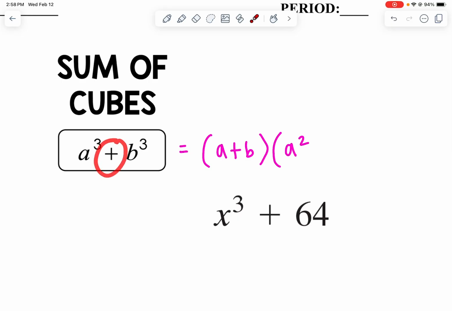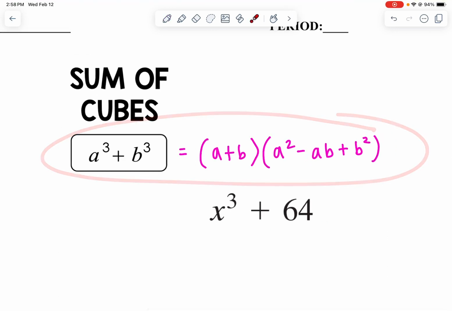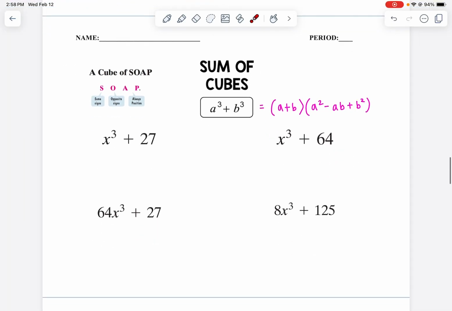Notice here we kept the same sign. The next step is to take the opposite sign, so minus. We're going to multiply a and b together, so ab, and the last term in this is always going to be positive, so plus whatever b is, and we're going to square that, and we'll close the parentheses. So we're going to be using this formula to help us factor some of these examples here.